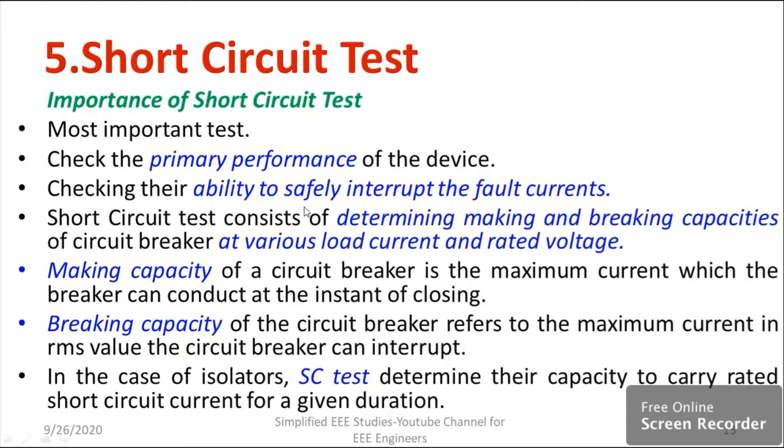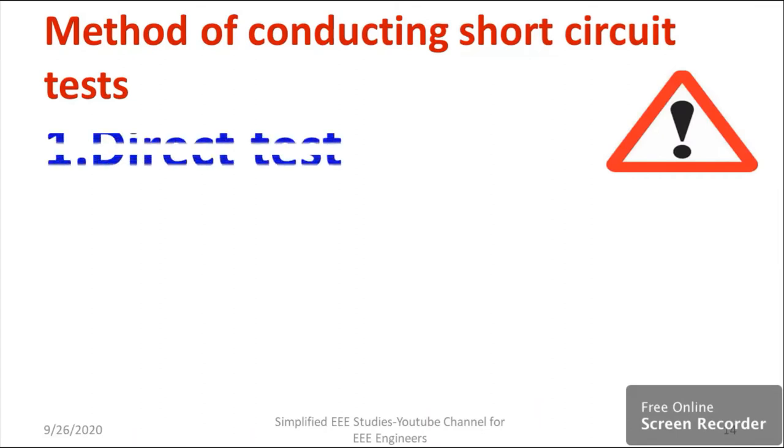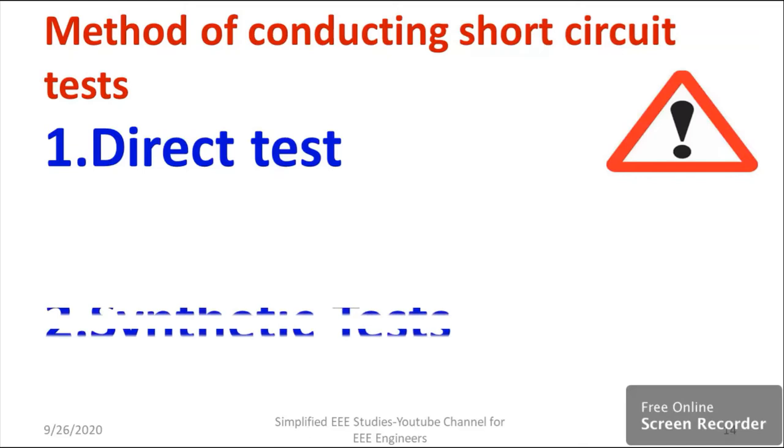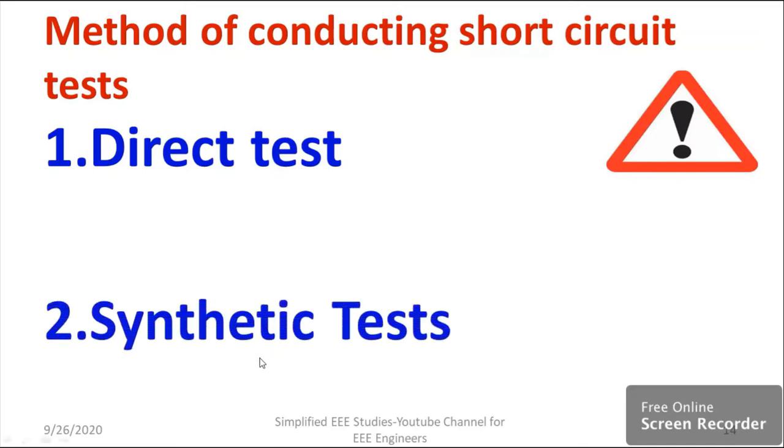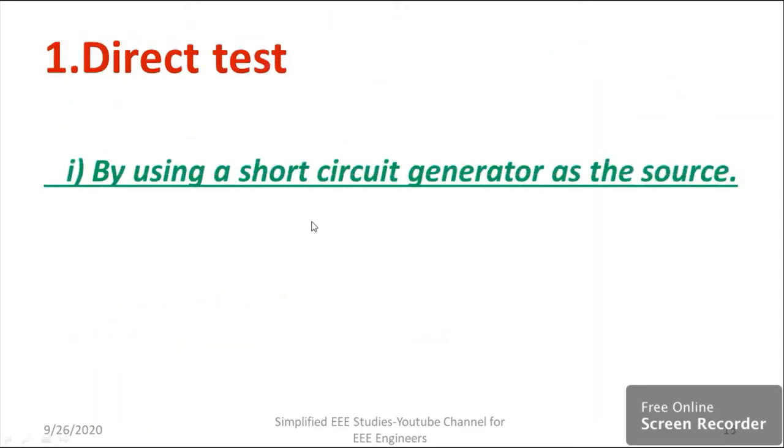Now let us understand the two procedures which I mentioned a bit earlier. There are two procedures for conducting the short circuit test. The first procedure is the direct test. The next procedure is known as the synthetic test. These are the two main procedures which come under the short circuit test. First and foremost, I would like to discuss the direct test. What do you mean by direct test? Regarding the direct test, we can conduct it by two methods. The first method is by using a short circuit generator as the source. So we have to use the short circuit generator.